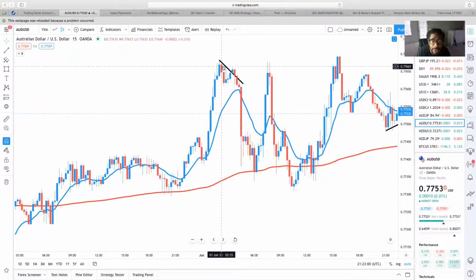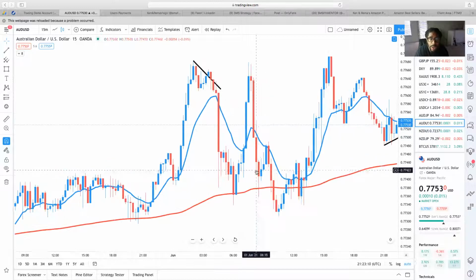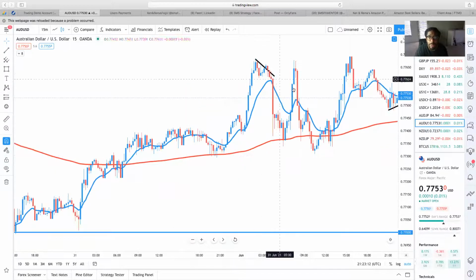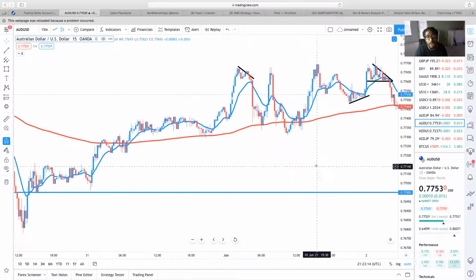So price got up to here, came here, pushed down. Price got back up to here, came here, pushed down, right? Price came back up to here, pushed down, closed, and then after that, price went down. So it respected this resistance. So that's how important trend lines are, guys.